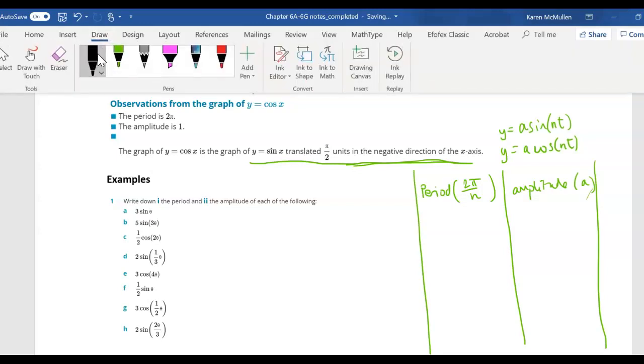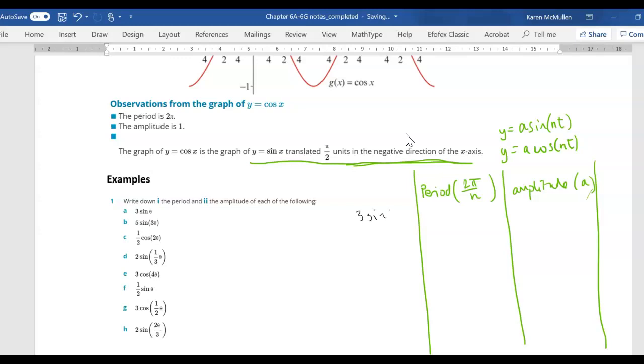So we've got 3 sine alpha. In 3 sine alpha, A is equal to 3, n is equal to 1. So your period is 2 pi on 1, which is just 2 pi. Just a normal sine graph. The amplitude, however, is 3. That means instead of going from -1 to 1, it goes from -3 to 3. So we're just stretching the sine graph.